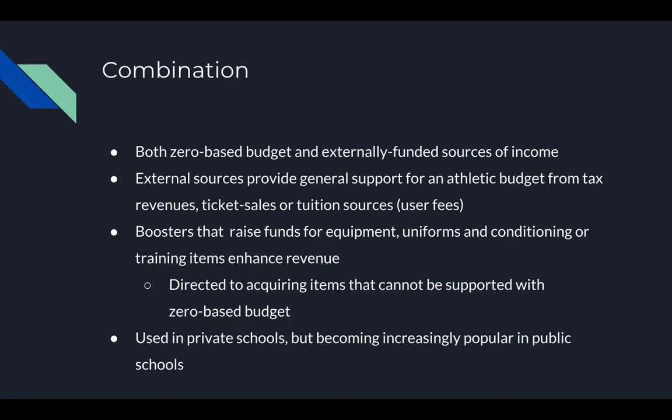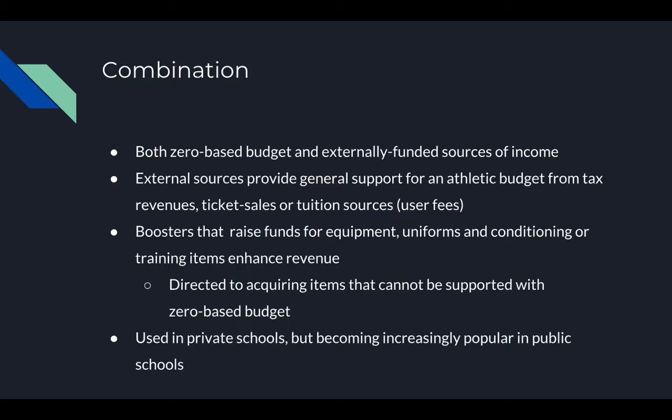The combination takes the zero-based budget and the externally funded sources of income and revenue in order to come up with a total budget. So the external sources that support an athletic budget include ticket sales, user fees, tax revenues, and any other extra sources of income. One of the big extra sources is the booster clubs that raise funds for equipment, uniforms, conditioning, and training items that enhance the revenue of the total athletic program. So these groups typically try to acquire items or equipment that cannot be supported with just the zero-based budget, based on what is allowed or given.